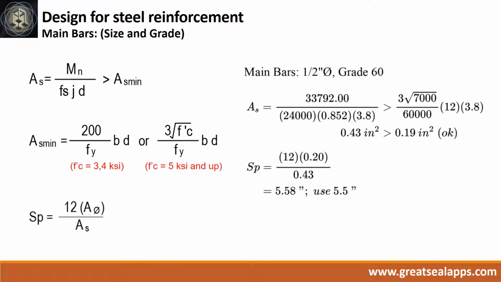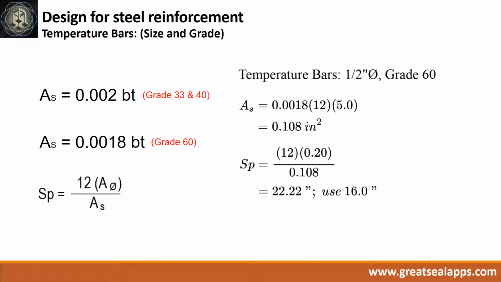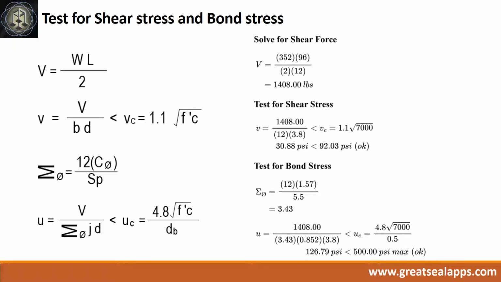Given M equals 33,792, Fs equals 24,000, J equals 0.852, and D equals 3.8, the area of steel is 0.43 square inch. The spacing for half-inch diameter bar is 5.5 inches. The area of steel for temperature bars is 0.108 square inch, and the spacing for half-inch diameter bar is 16 inches. The shear force is 1,408 pounds and shear stress is 30.88 psi, less than 92.03 psi.